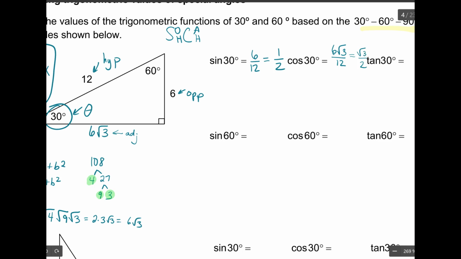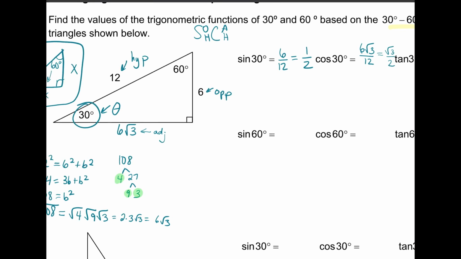Yeah, root 3 over 2. How did I go from here to there? Yeah, exactly. I simplified 6 and 12. And lastly, tangent of 30.